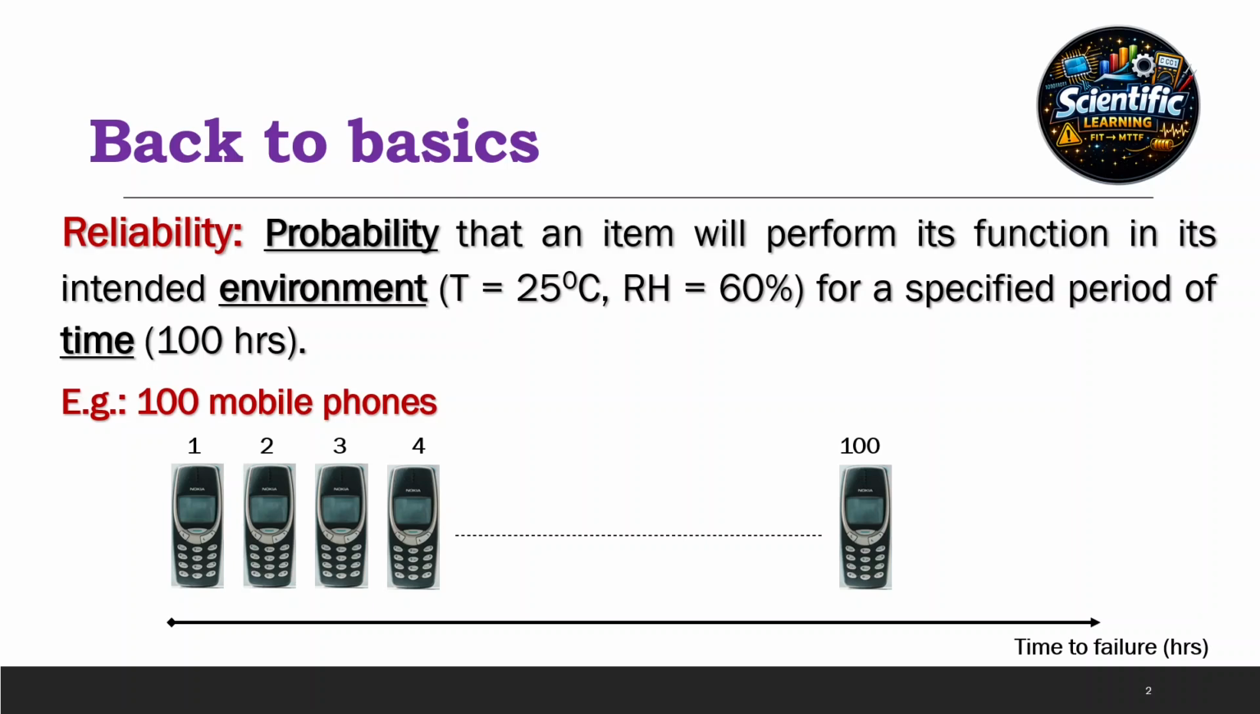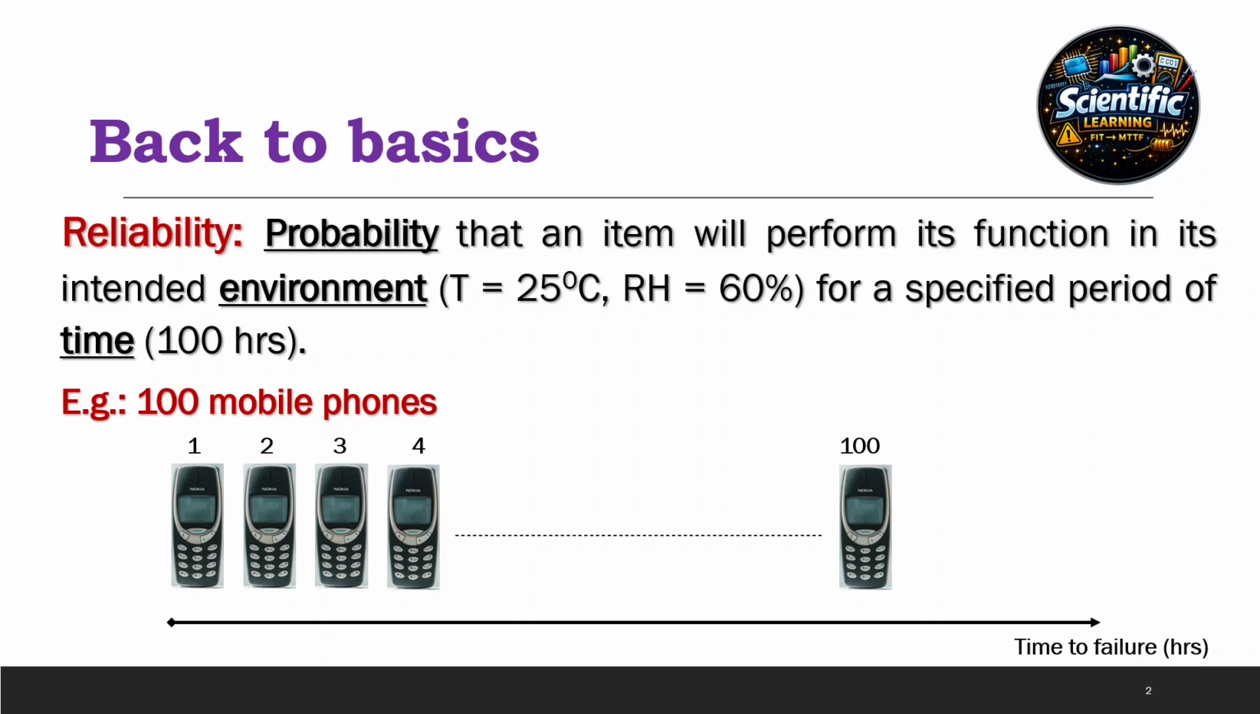Secondly, the intended environment. Reliability is a function of the environment in which the product operates. If the environment is harsh, reliability comes down. If the operating temperature or humidity of a system is higher, the reliability is lower. If the environment is controlled, like in an air-conditioned room, it goes up. And thirdly, reliability is a function of the specified time.